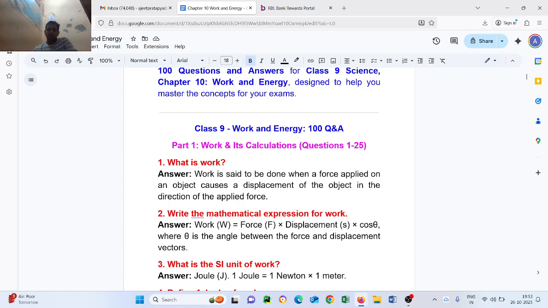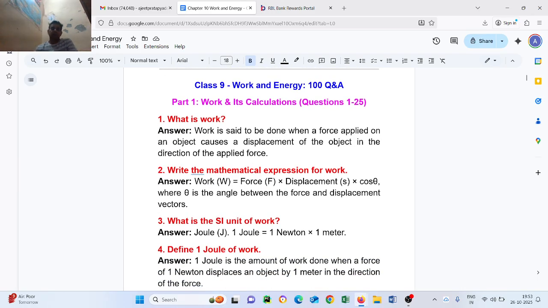Write the mathematical expression for work. Work W equal to force multiplied by displacement. W equal to force F multiplied by displacement S into cos theta, where theta is the angle between the force and displacement. Displacement is a vector.